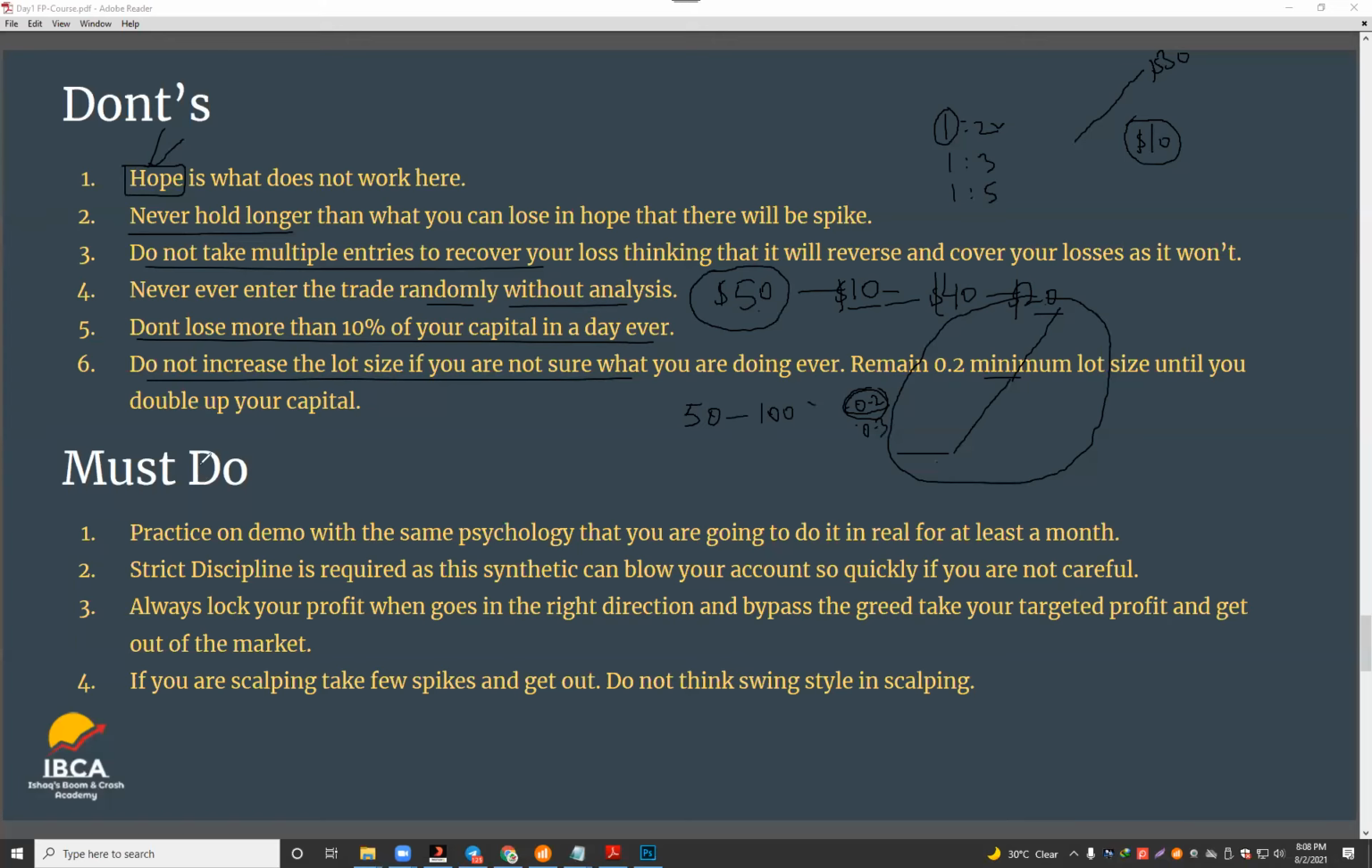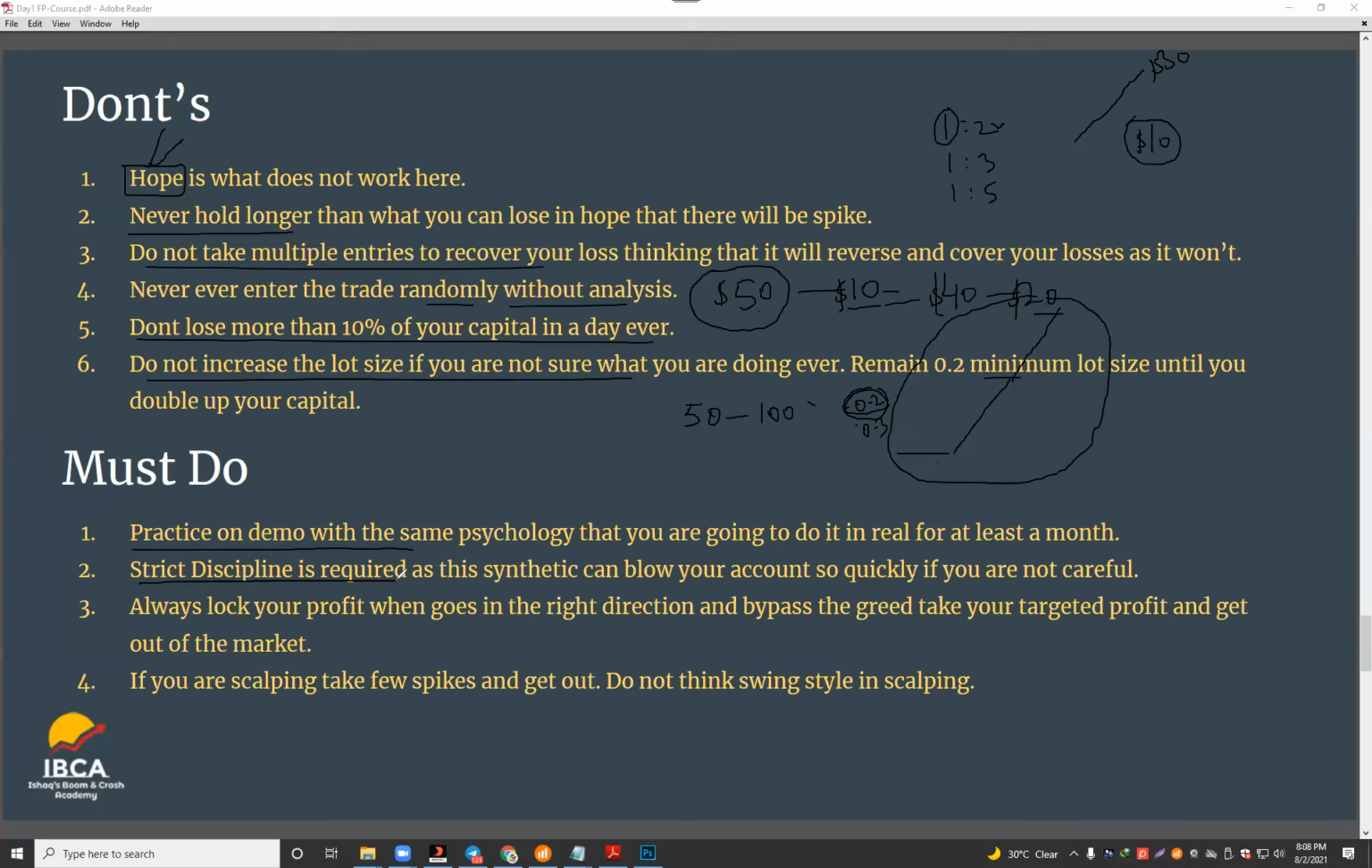Now what must you do? That is very important. Before going to the real account, trade with a demo account. Understand the psychology of the market, how it is running, where you are weak. Identify yourself. Tell us, sir, I am weak here, what do I need to do? We will teach you. We will support you.